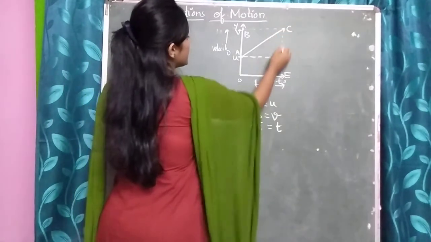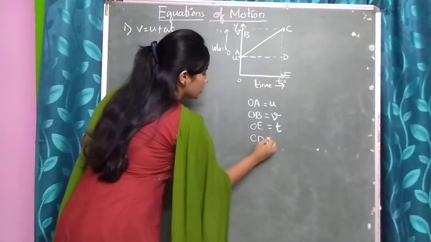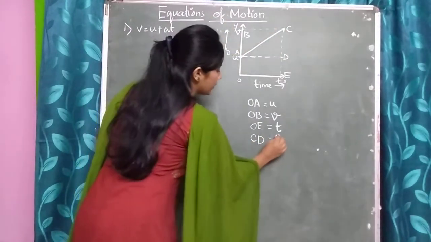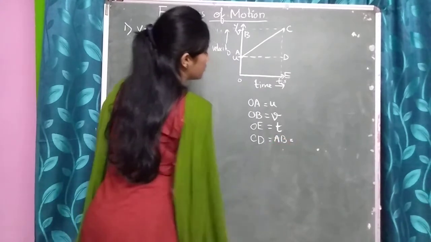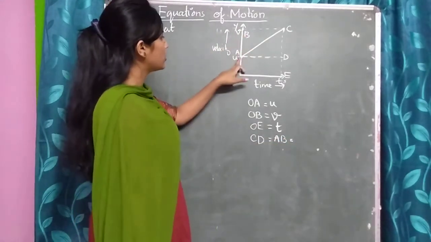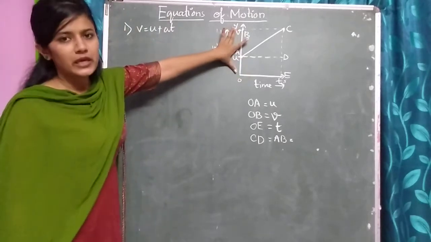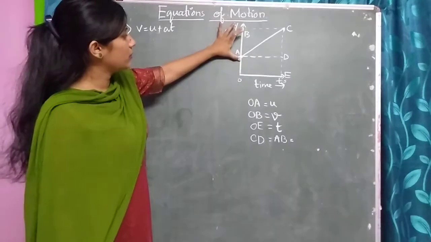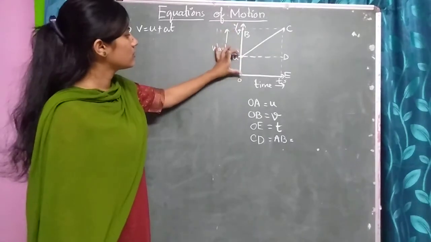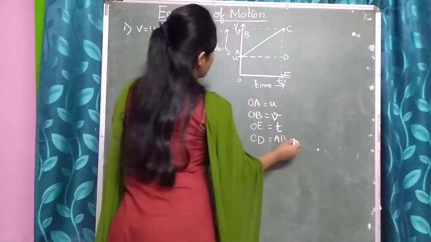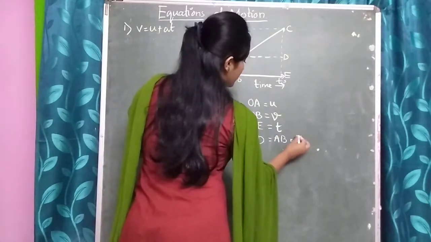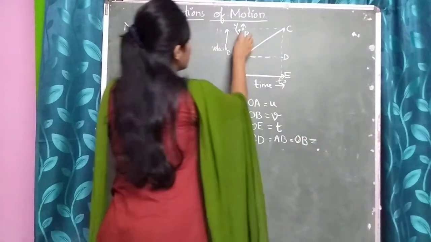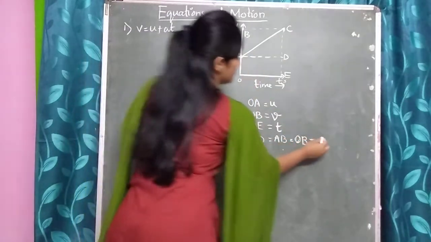Then this CD, what is CD? CD will be equal to AB, and I can find that AB is equal to OB minus OA. So AB will be OB minus OA.